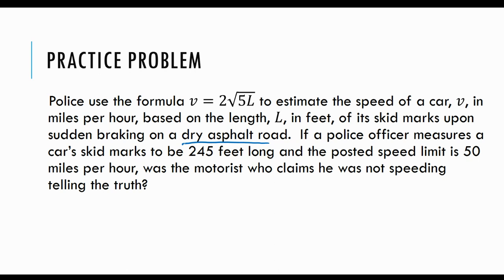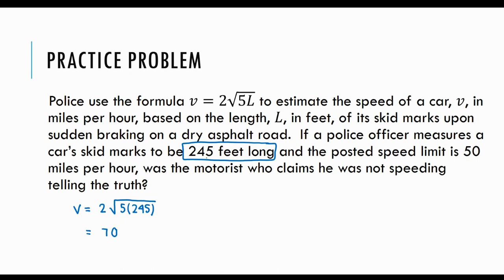Okay, so they're giving us the length of the skid marks, and that's representing our L value. We're trying to figure out the velocity or the speed of the car. So V is going to equal 2 times the square root of 5 times 245. Now, this would be the problem where I would definitely say, yes, you can use a calculator here. But in all those other problems that we did, you should be able to do things without a calculator. So if I very carefully plug this information into my calculator, we end up getting a number of 70.